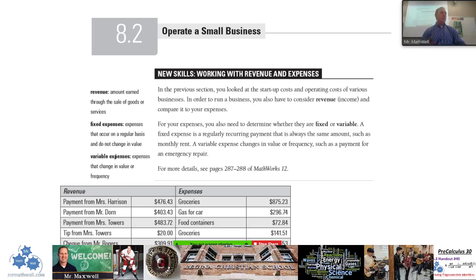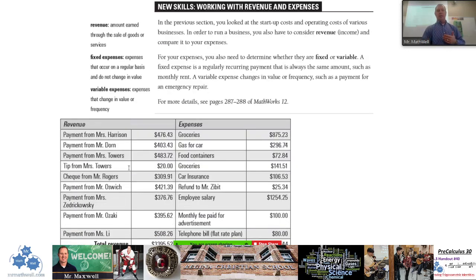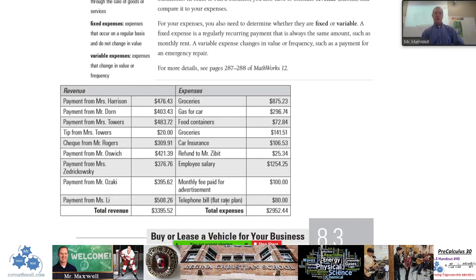Fixed is something that is steady, it is secure, it's solid, it doesn't change. So if you have an expense that is the same every month, or something you can rely on every month, something like insurance costs or a flat rate telephone bill, right there, see that? That's a fixed expense. Car insurance, probably a fixed expense.